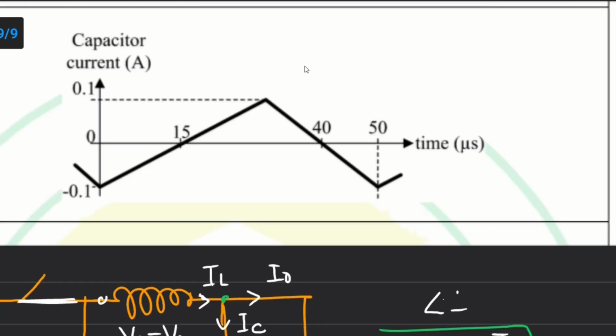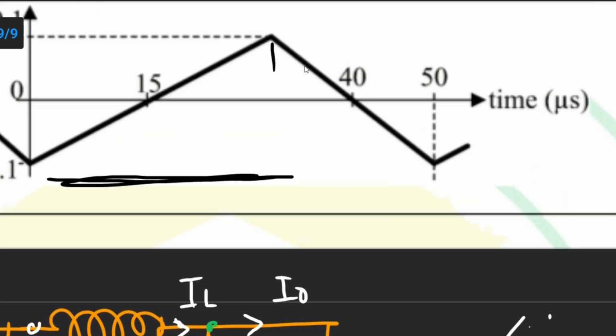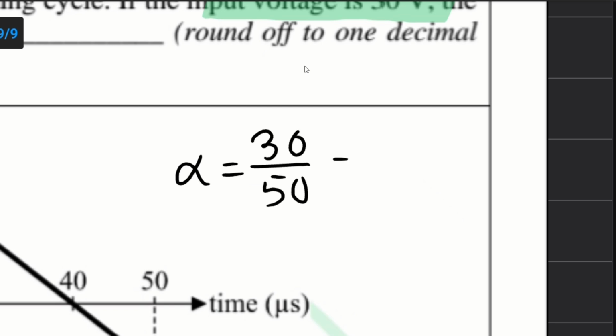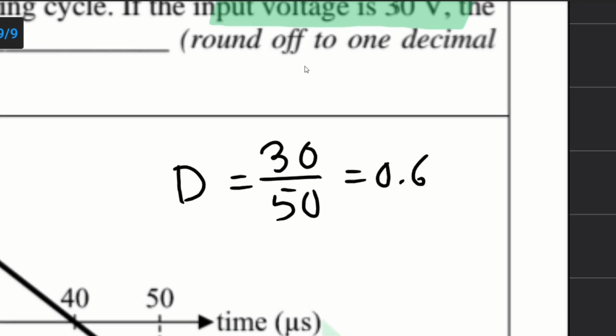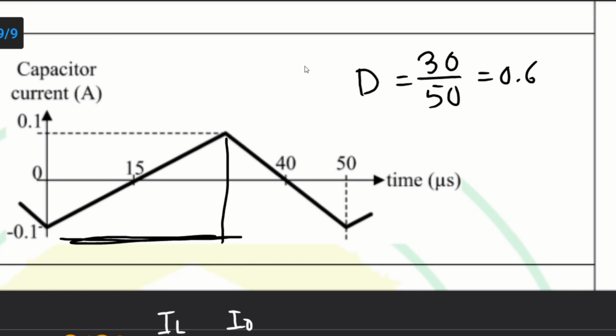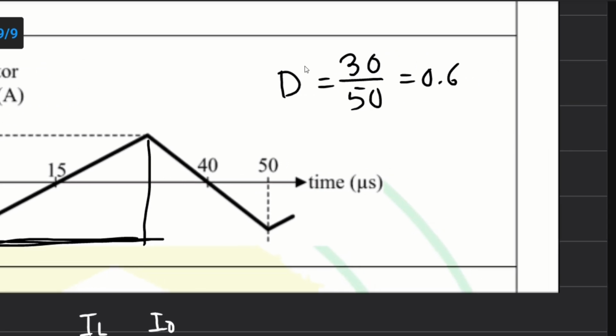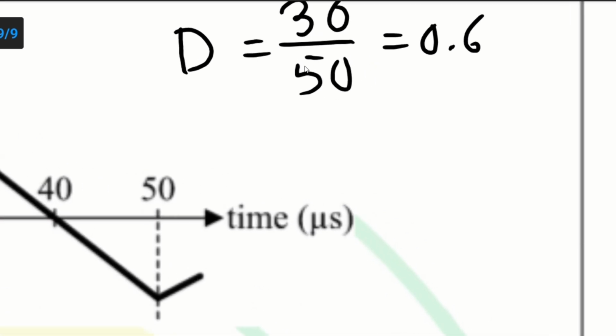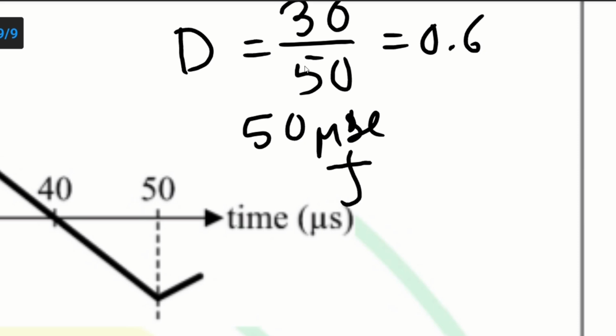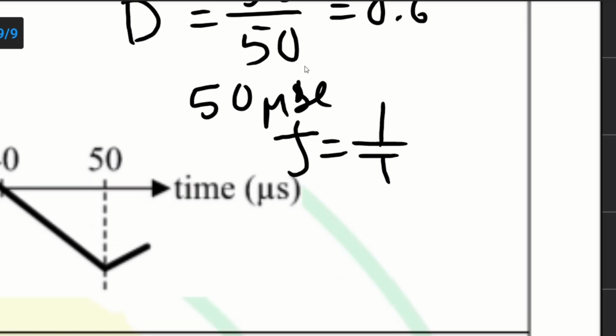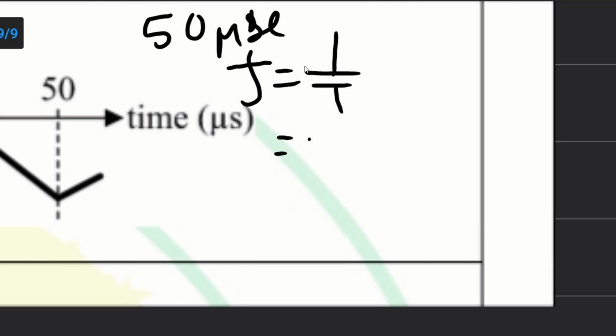We can easily determine the duty cycle and the frequency from the capacitor current curve. This is basically the charging period, 15 out of 25, that means 30 by 50, so alpha will be 0.6, or in this question we have written D, so D is 0.6. The entire waveform, or the time period, is 50 microsecond. So frequency is 1 by T, and 1 by 50 microsecond is 20 kilohertz.